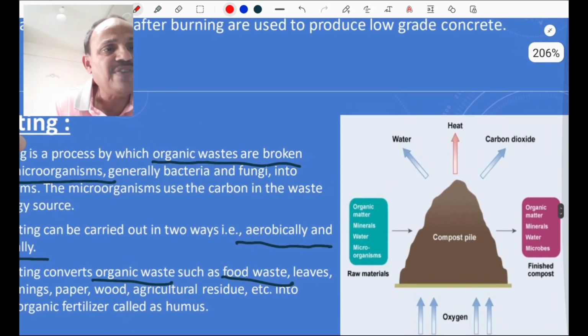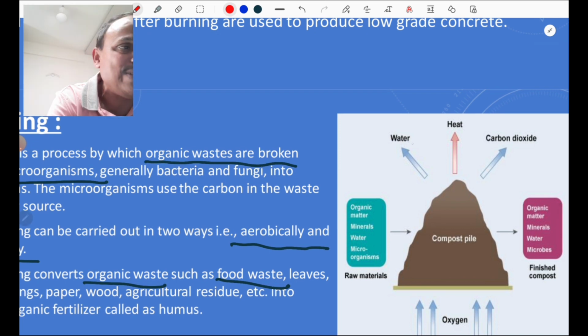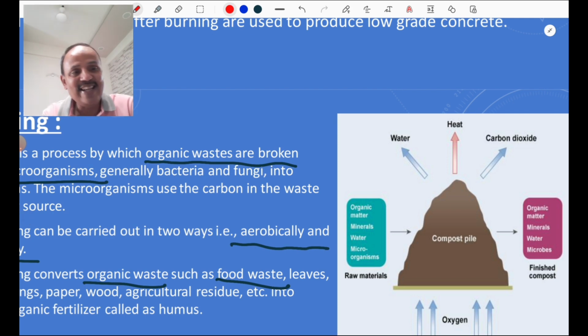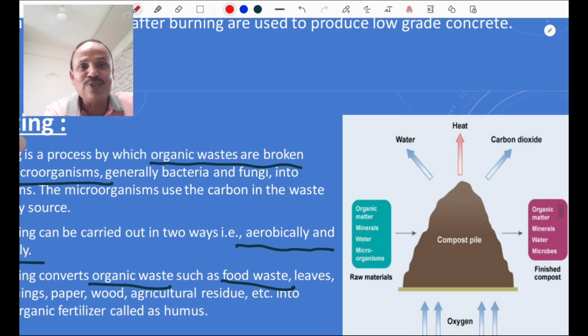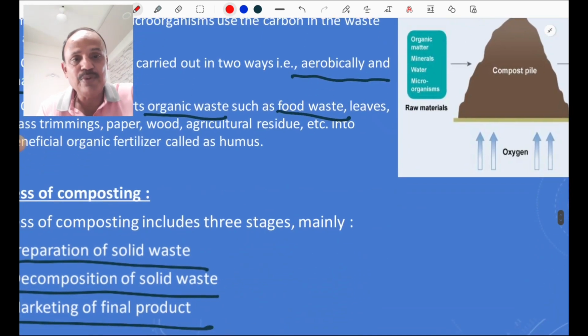So please refer to this figure. In this figure, there is the action of water. Water is there, heat is there, carbon dioxide is there, and this is the compost pile. Due to oxidation, with aerobic or anaerobic action due to oxygen, the composting process is carried out. One must know this diagram for composting.